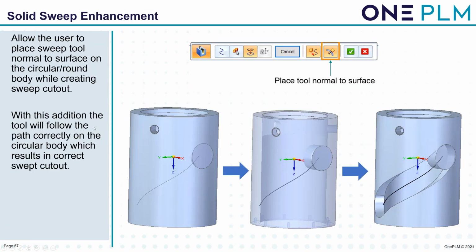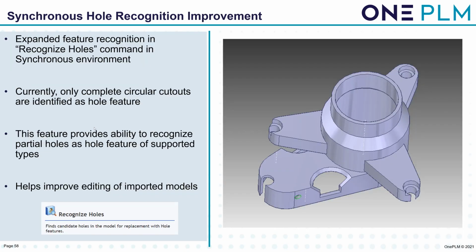Okay, so next, solid sweep enhancement. We've got a new tool in there that allows us to place the tool normal to the surface. So really useful when we're working with circular and round options and creating a swept cutout through that part. With this addition, the tool will follow the path correctly on the circular body, which results in the correct swept cutout. If you tried that in the past, you might have just come up with an error, edit definition, and you've had to go and try to do it a different way. So nice little enhancement on there.